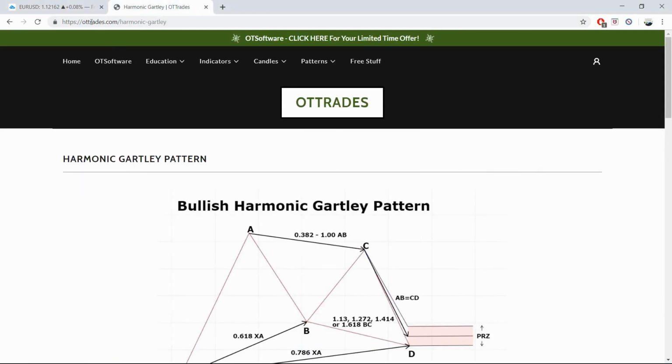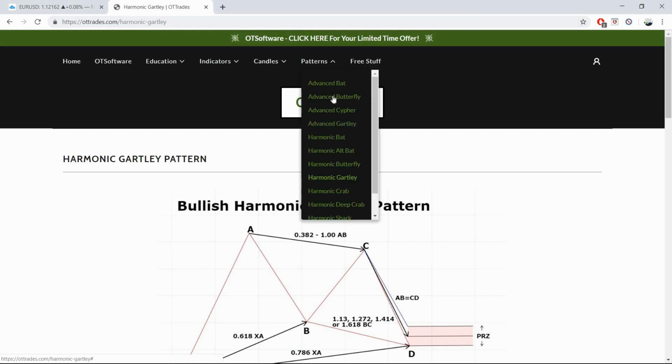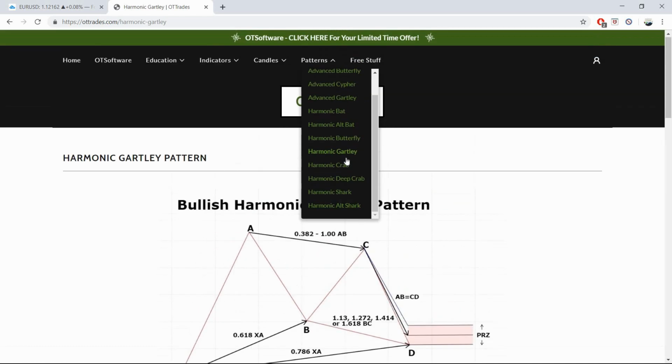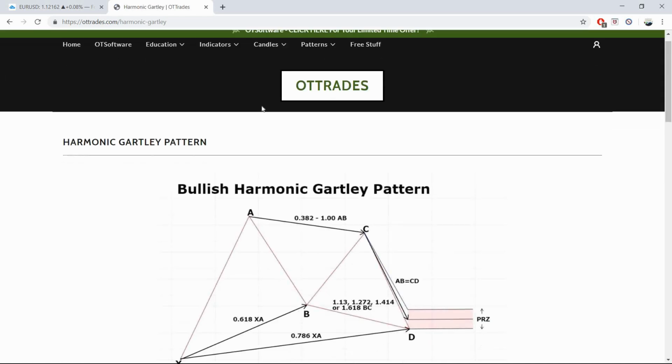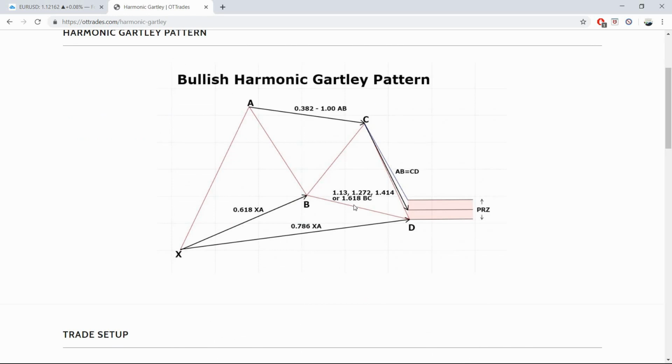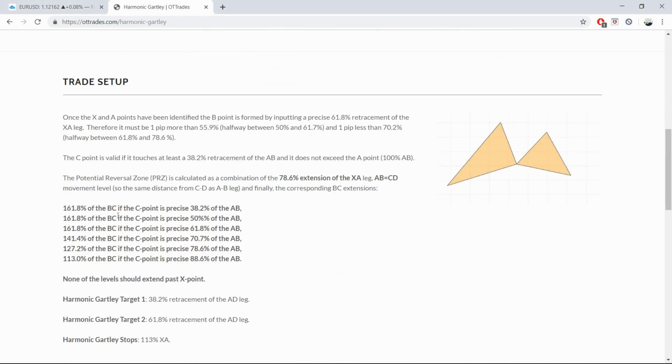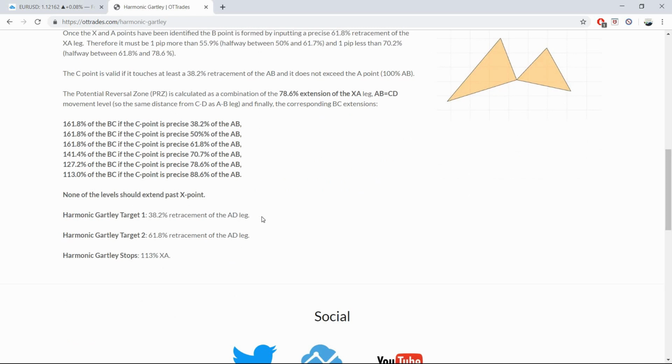The purpose of today's video is to run through the Harmonic Gartley pattern. If you head over to my website ottrades.com and click on the patterns tab at the top here, we've got a list of all the advanced patterns and all of the harmonic patterns. Today we're going to run through the Harmonic Gartley pattern. We've got the breakdown of the pattern here in the image, and the trade setup down here, a run through of how to identify and how to trade these patterns conventionally.